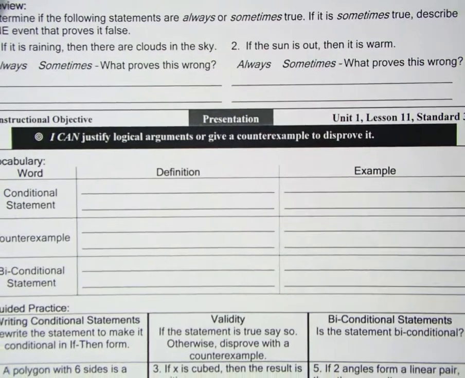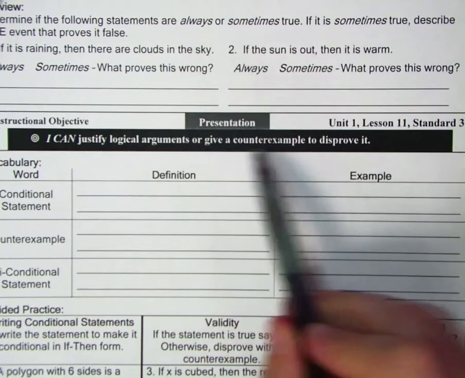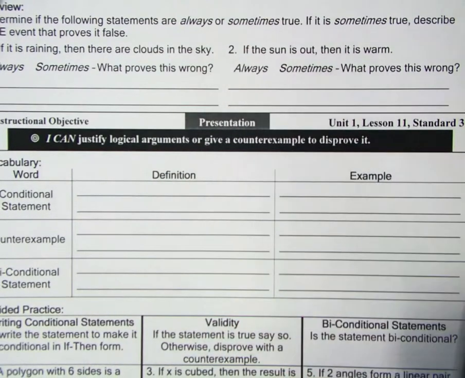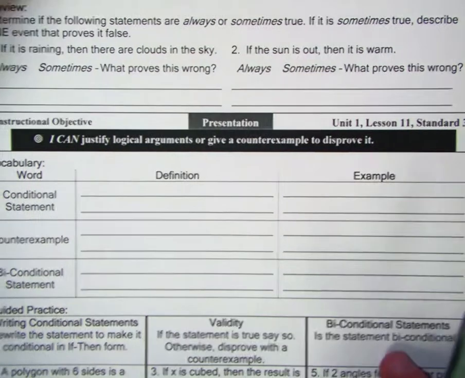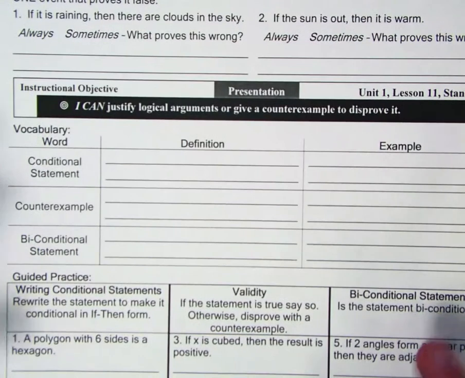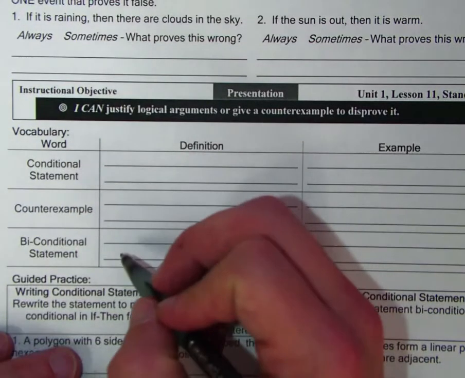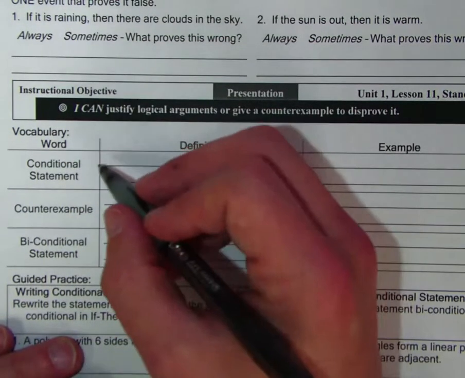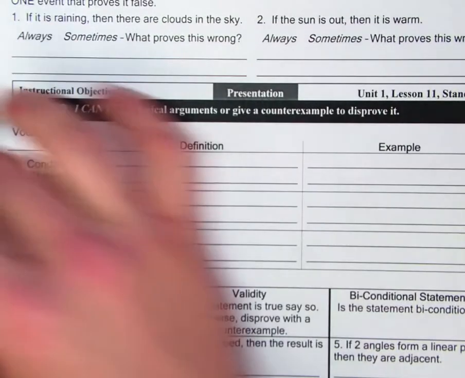Geometry Unit 1, Lesson 11. I can justify logical arguments or give a counterexample to disprove it. So, first vocabulary word we're going to look at is conditional statement. And a conditional statement is a logical statement that has a hypothesis and a conclusion.